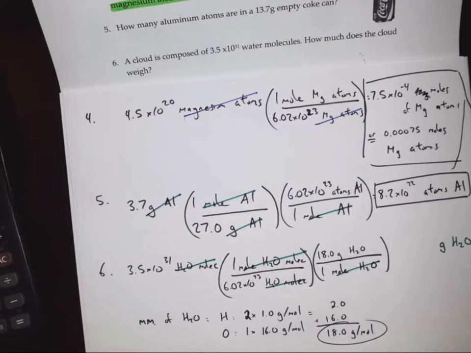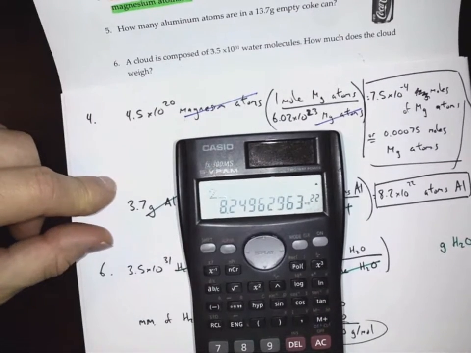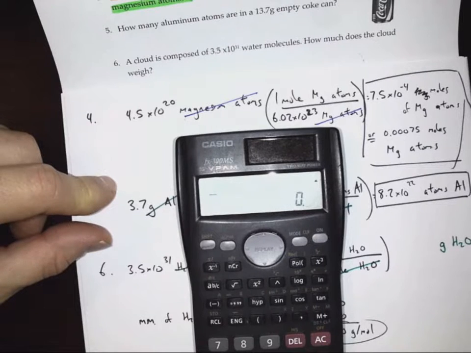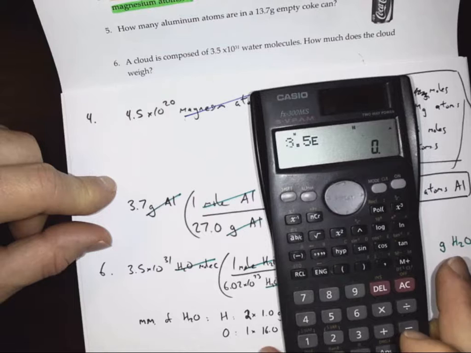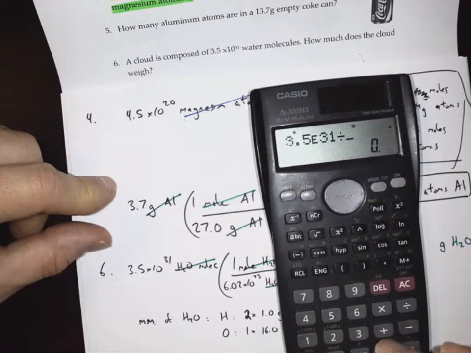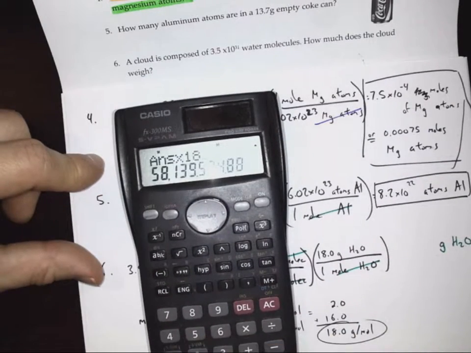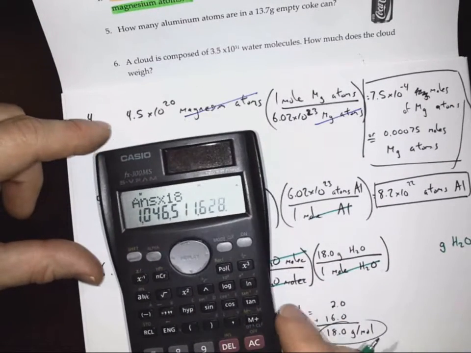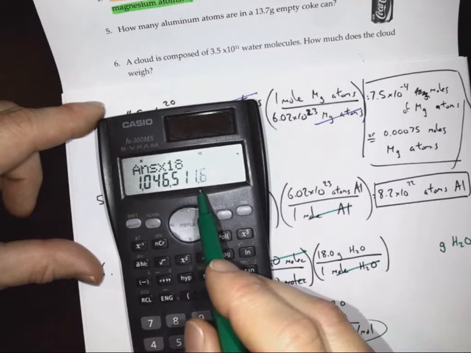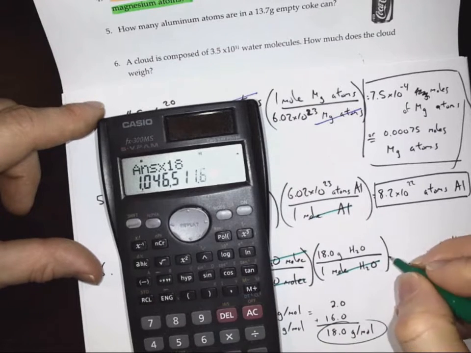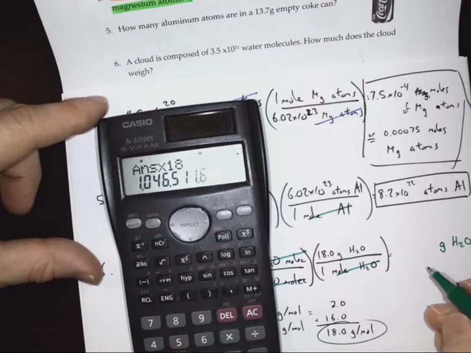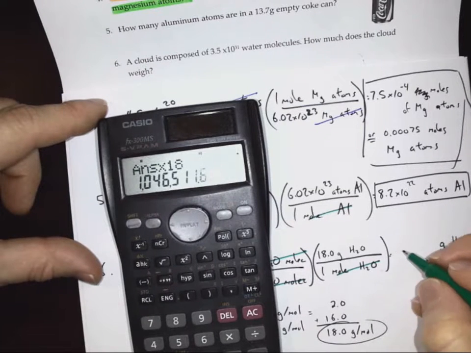And we're going to find out how much a cloud weighs. So 5 times 10 to the 31 divided by 6.02 times 10 to the 23. And I'm going to multiply that by 18. And it looks like a really big cloud weighs about 1,000,000 grams, or 1,000 kilograms, about a metric ton.